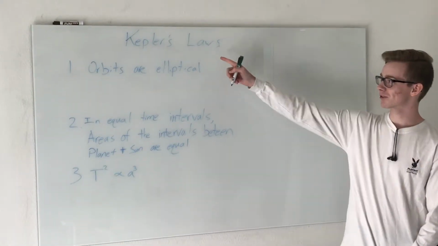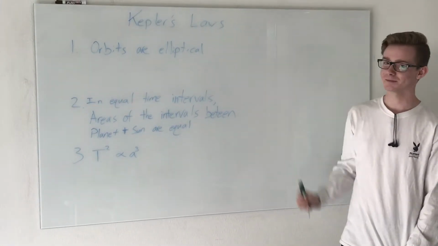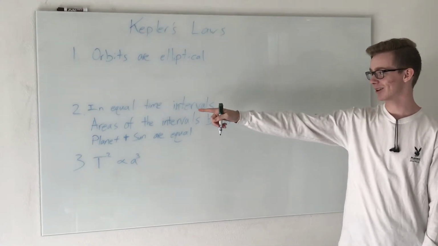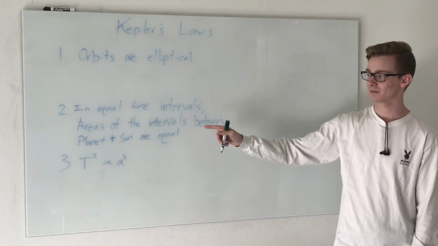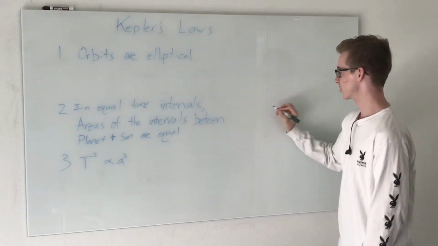Laws. Kepler's first law is that orbits are elliptical. Kepler's second law is that in equal time intervals, areas of the intervals between the planet and the sun are equal. So let me draw that.